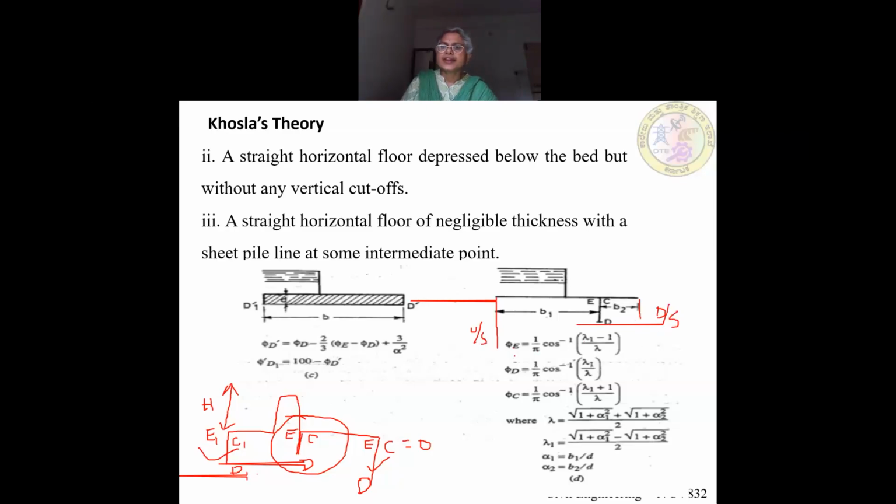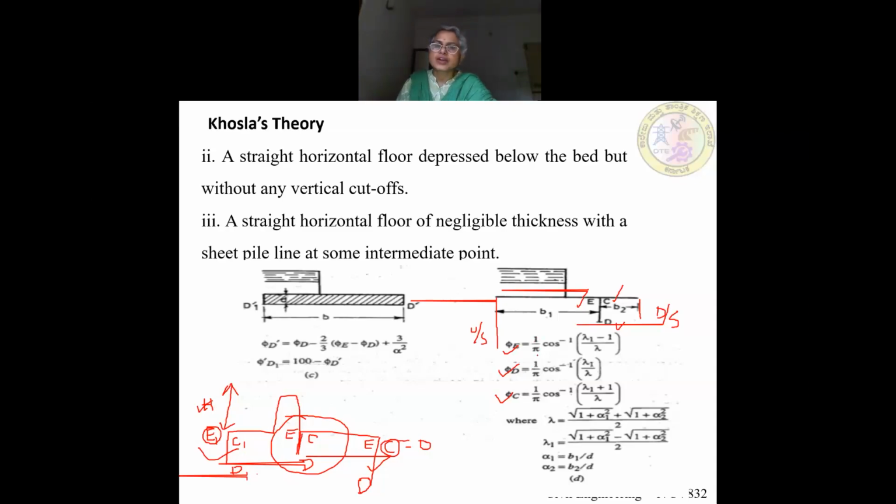Okay. So phi E is given by 1 by pi. For one intermediate pile, pressure at C will be there, pressure at E will be there, pressure at D. So you have to find out phi E, phi D and phi C for intermediate piles. Here E is not necessary and C is not necessary because downstream side it is 0, upstream side E is equal to the pressure here, which will be equal to H.